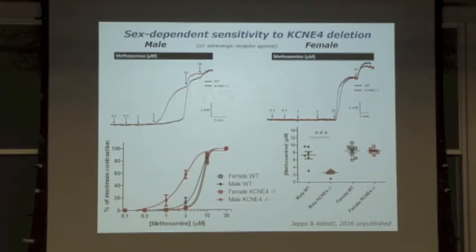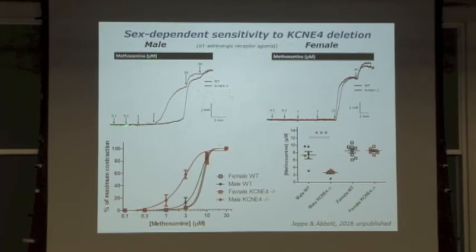So when we split them up into male and female, obviously, he uses myography. So he's basically holding small sections of the mesenteric artery, and he's looking at the force generated here in millinewtons. And what you can see here, these are wild type in black and KCNE4 knockouts in red, and he gives methoxamine, which is an alpha-1 adrenergic receptor agonist.